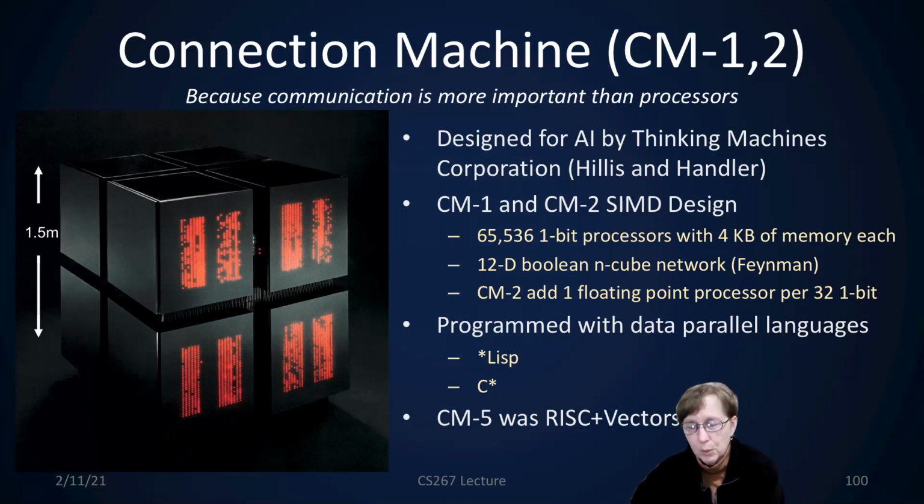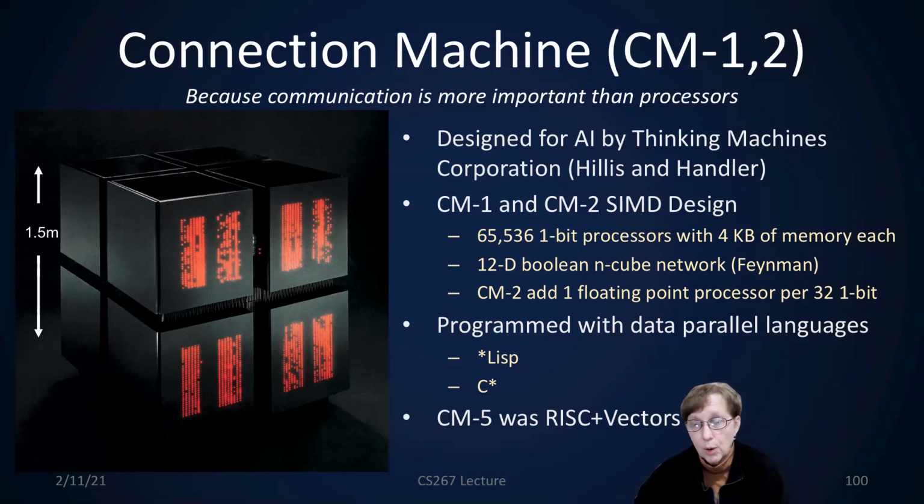In fact, I think Feynman realized that he could use it for quantum chromodynamics calculations. Still one of the things that people will always try to use the high performance machines at the supercomputer centers for. And so that was kind of the history of that machine.